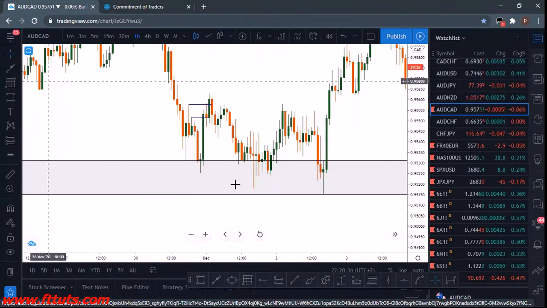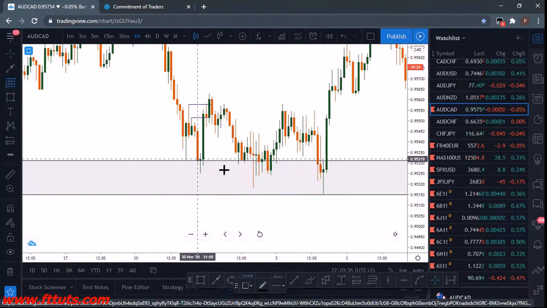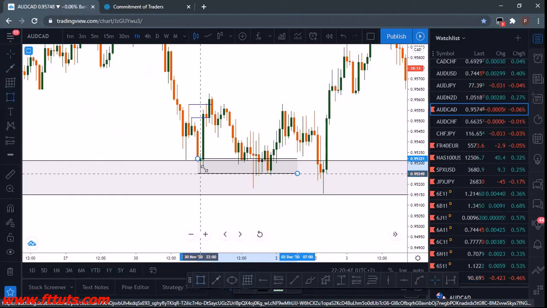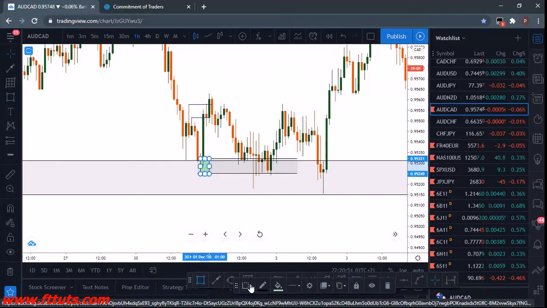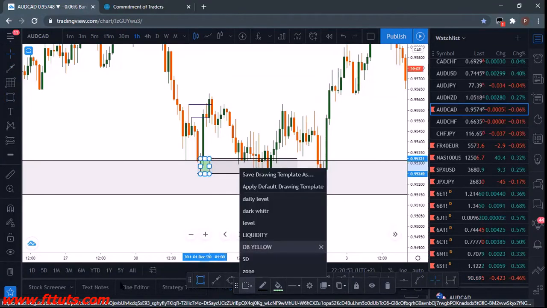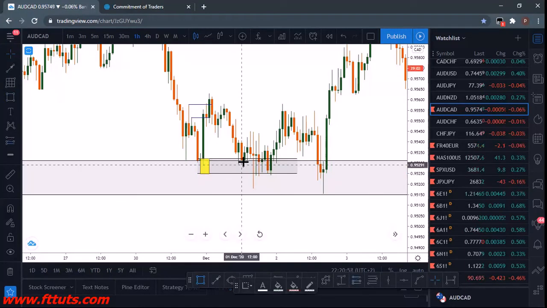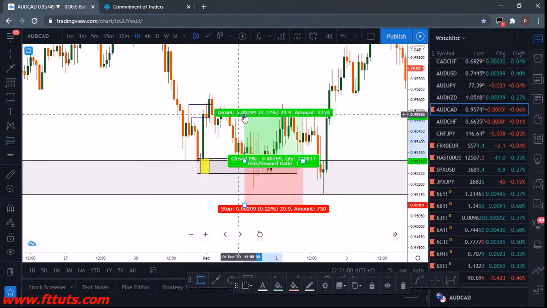I was really interested in these two areas. I was like, no, this will actually work, this will actually come through. So you see here, that's the area that I was looking at, the area where I took my entries from. This was the area for my trade. I was looking at this area and thought, okay, this is even lower risk. So I took this trade from this zone.